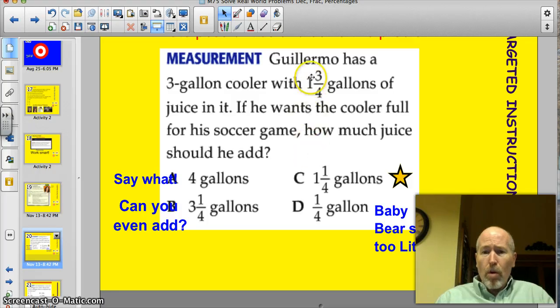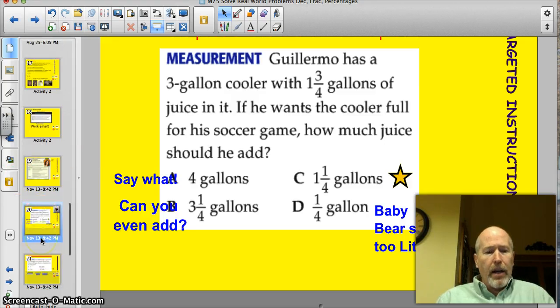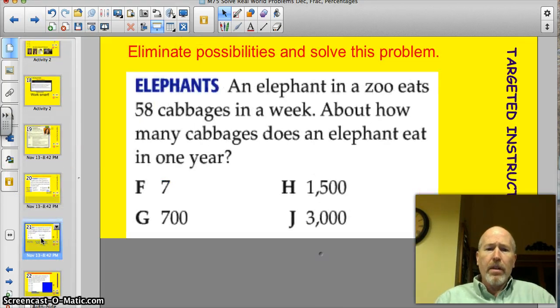He's got 1 3/4 gallons. He adds 1 more gallon. That would be 2 3/4 gallons plus that extra quarter. He fills it up. How'd you do? I bet you got that one right. All right, let's take a look at this one here.